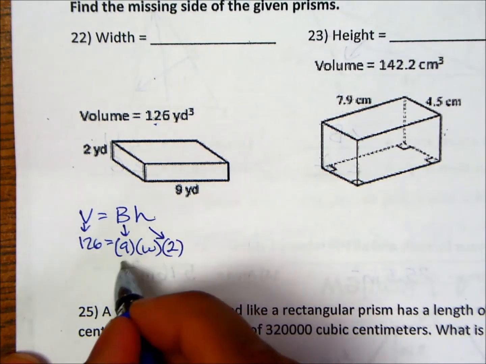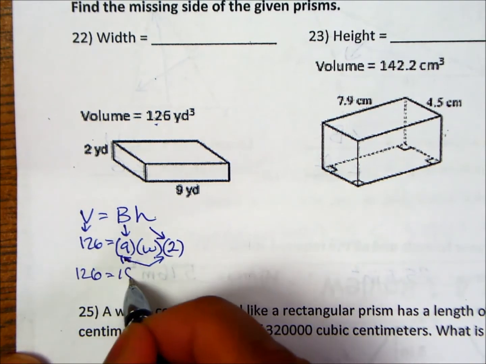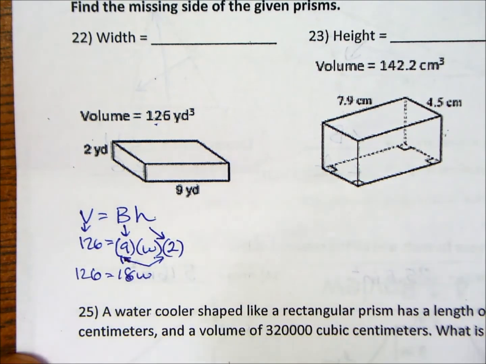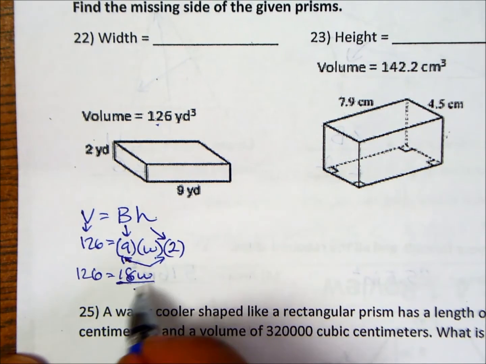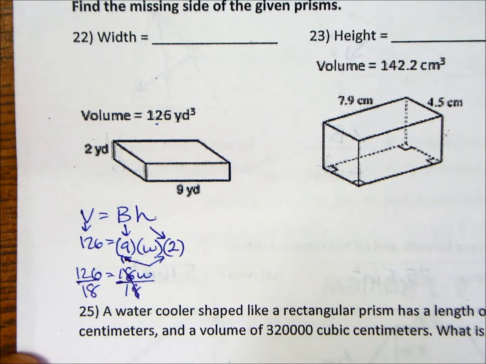Work out what we know. Clean up this side. I can do 9 times 2. 9 times 2 is 18. Bring down that W. To get W by itself, do the inverse operation. Do the inverse operation every single time.